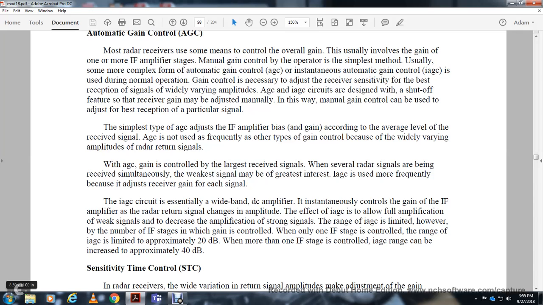Instantaneous automatic gain control is limited to a number of intermediate frequency stages with gain control. Only one intermediate frequency stage is controlled, so the range of the control is limited to approximately 20 decibels, compared with more than one stage of intermediate frequency control.